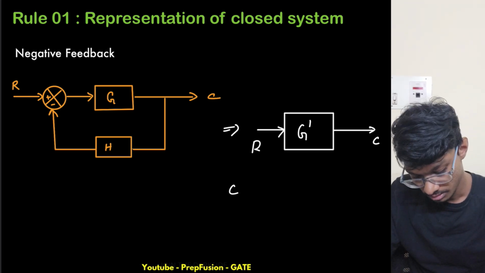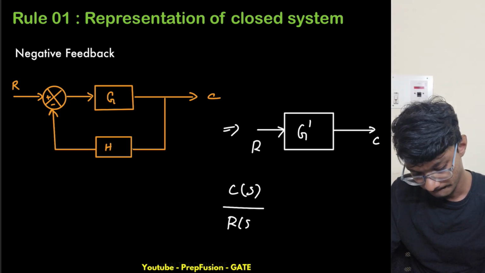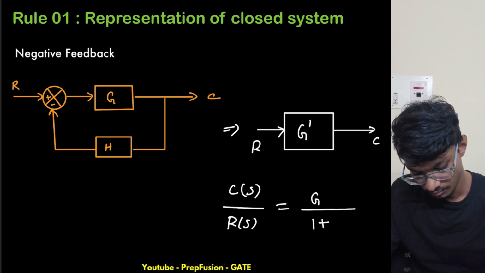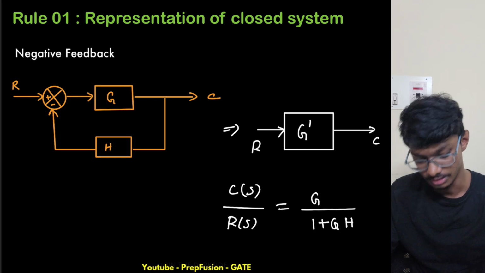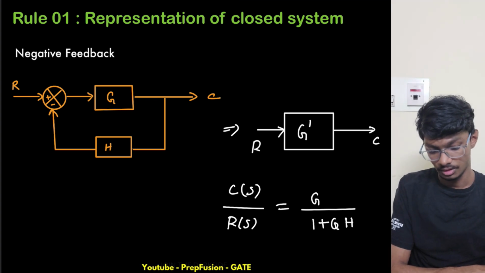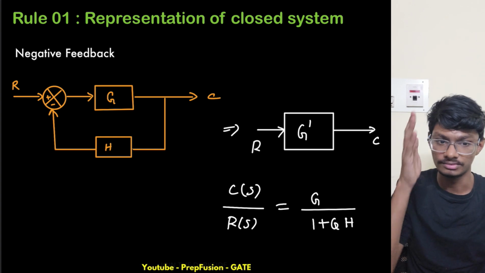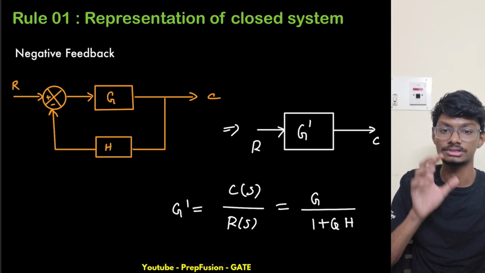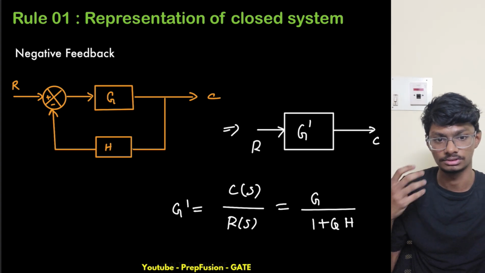So C of S by R of S equals G upon 1 plus GH. Okay, so this is the transfer function. Now if it is a unity gain feedback, then it becomes 1 by 1 plus GH. So this G dash becomes this one. So this thing you have to keep in your head, this you have to remember, right?